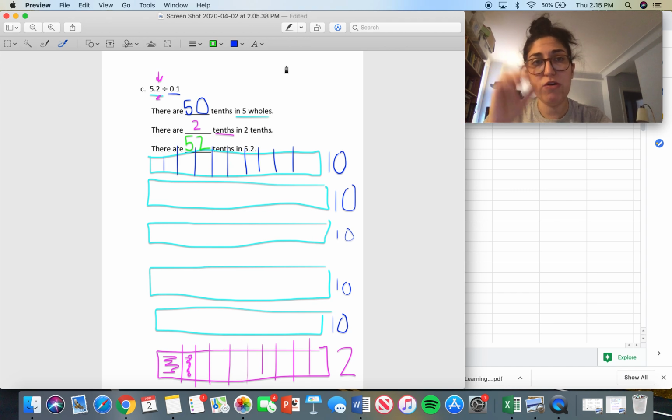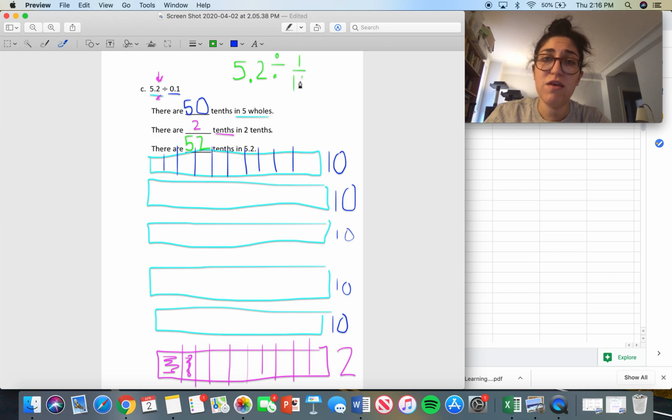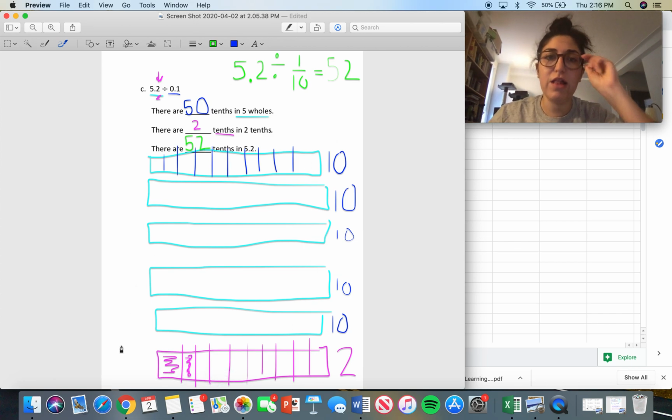tenths in 5.2. In other words, if I have 5.2 and I break it into pieces of 1/10, and the question is, how many, division means how many equal units of 1/10 will I get out of this 5.2? The answer is I will get 52 equal units of 1/10, right? And that is what this whole thing is telling me, all right?